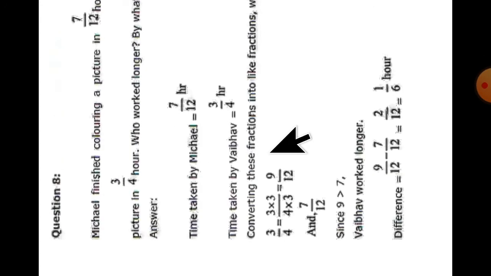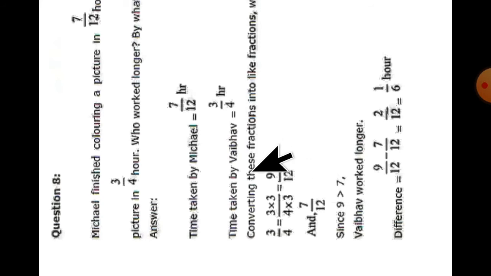So how to convert into like fraction? First we have to find out the LCM of the denominators, 4 and 12. So LCM of 4 and 12 is 12. So here it is already 12, so no need to convert. Here we have to convert. So 3 upon 4 is equal to, 4 multiplied by 3 equal to 12, so 3 also multiplied by 3 equal to 9 upon 12. And this one is 9 upon 12, this one is 7 upon 12.